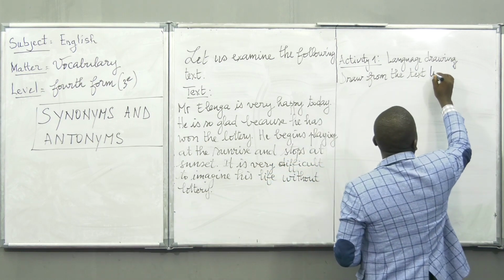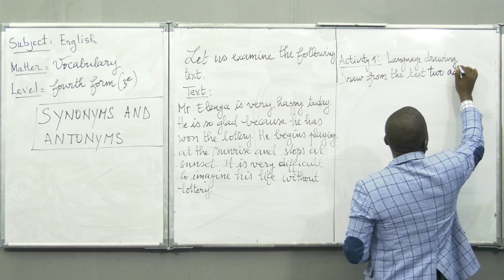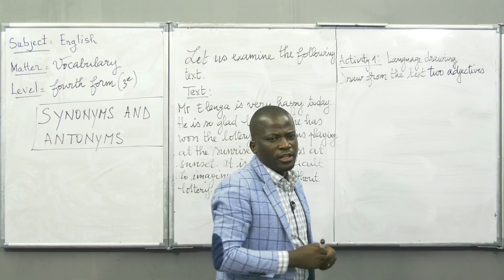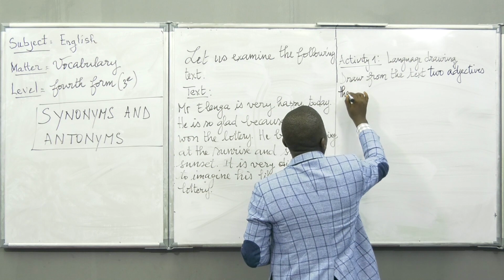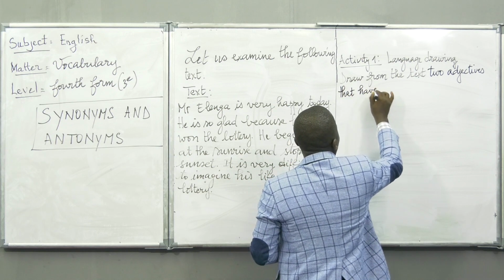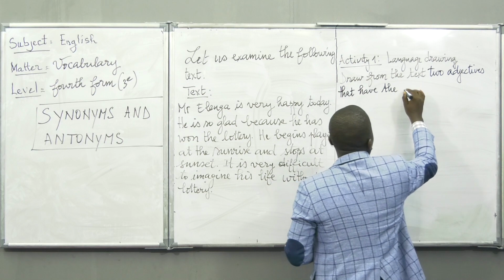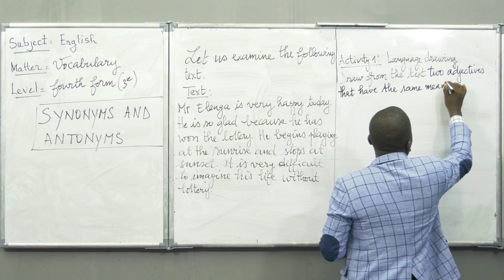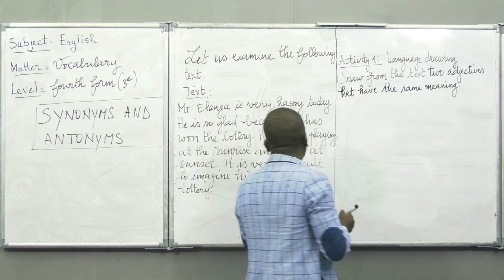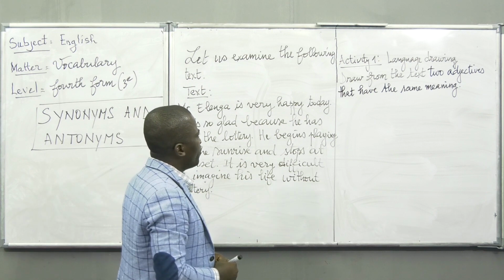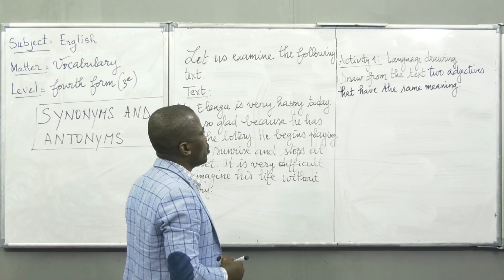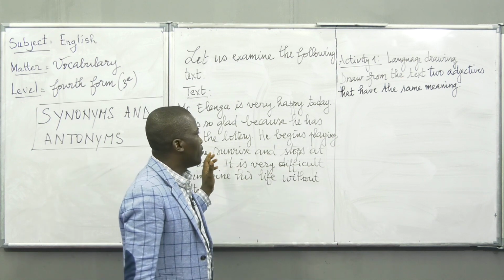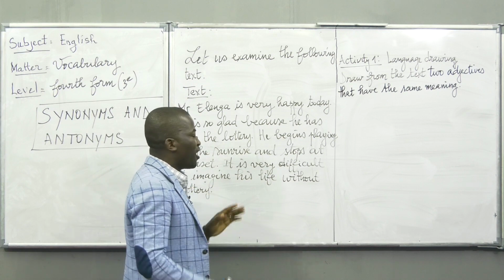2 adjectives that have the same meaning. Draw from the text 2 adjectives that have the same meaning. So it means that in the text, class, there are 2 adjectives having the same meaning.